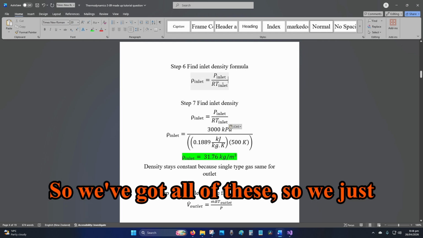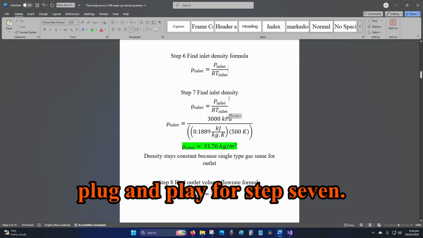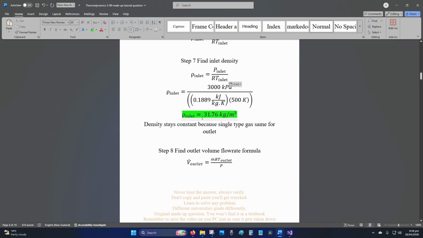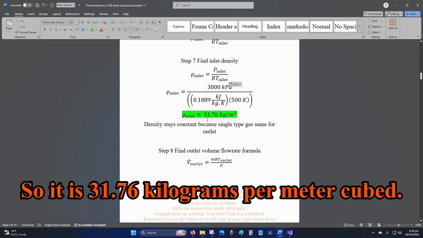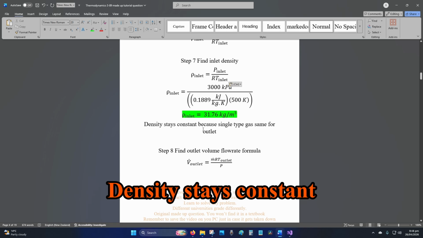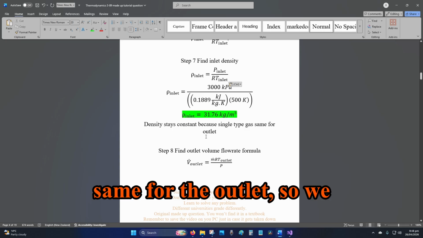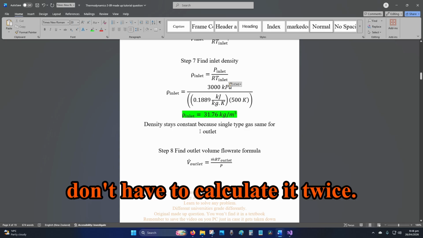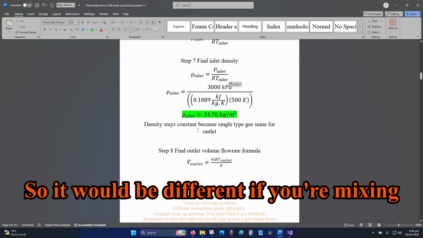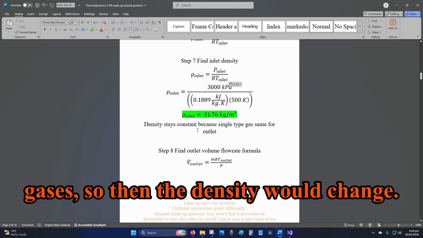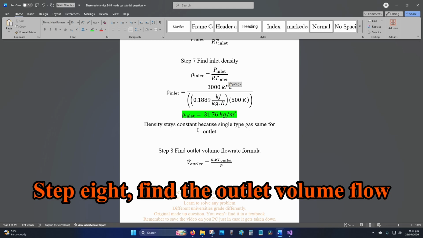So we've got all of these, so we just plug and play for step 7. So it is 31.76 kilograms per meter cubed. Density stays constant because of a single type of gas. Same for the outlet, so we don't have to calculate it twice. It would be different if you're mixing gases, so then the density would change.